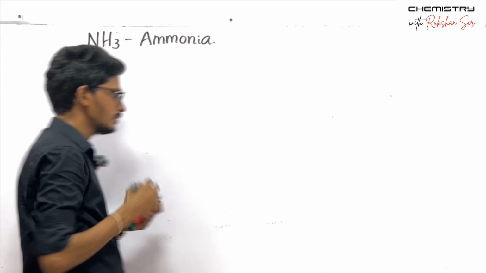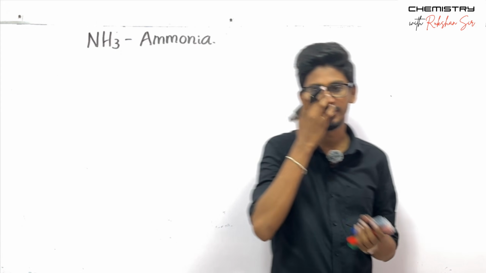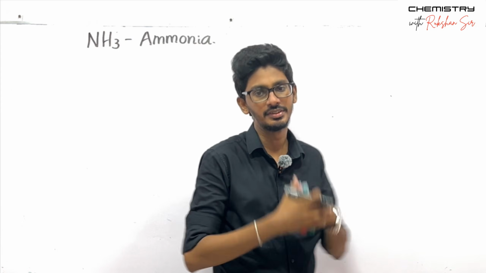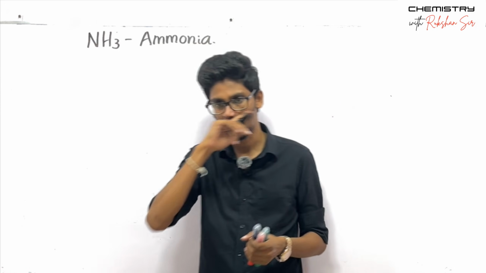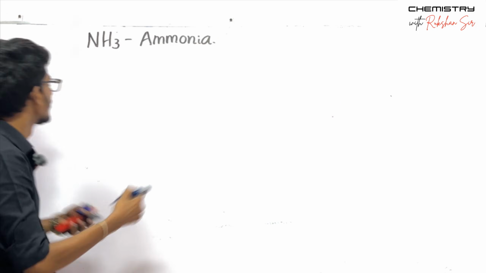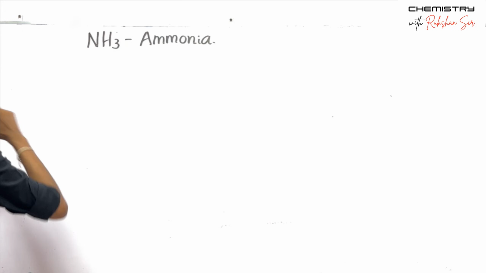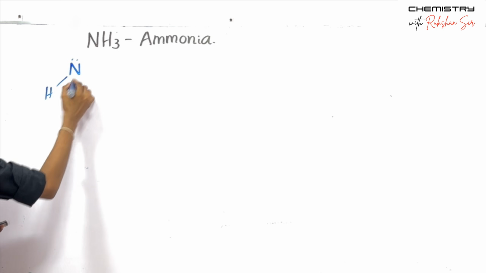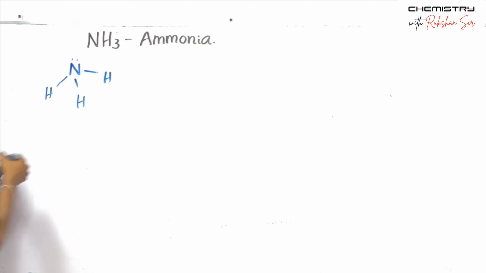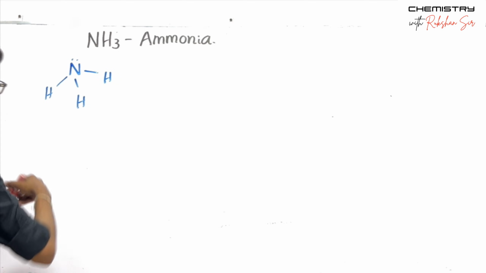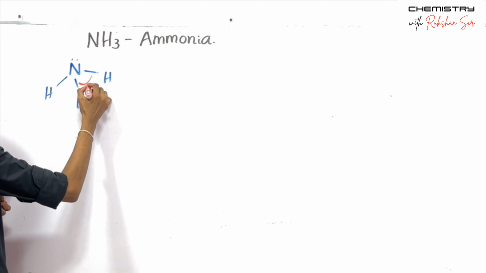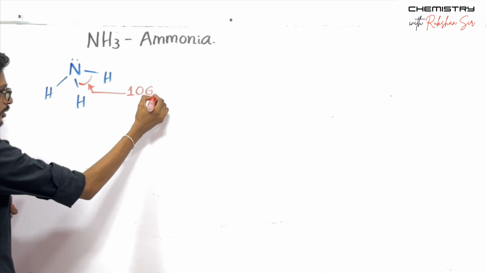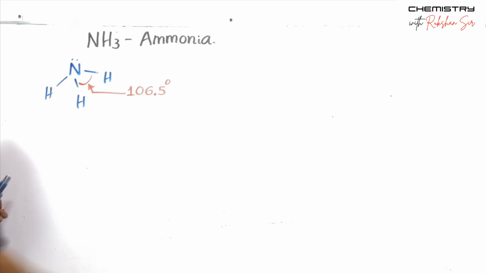Ammonia, right? Okay, first let's discuss the general information about ammonia, the general stuff we should know. Ammonia is a trigonal pyramidal molecule, right? You should know the bond angle of ammonia. It is important. You should definitely know the accurate angle of ammonia. It is given as 106.5. You should know this accurate value.